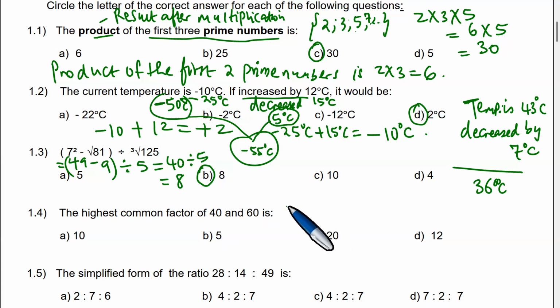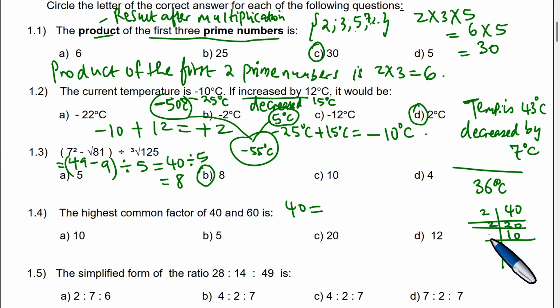So you need to take 40 and break it down into the prime factors. What are the prime factors of 40? 40 divided by 2 is what? It's 20. 20 divided by 2 is 10. Divided by 2 is 5. Divided by 5 is 1. So 40 is the same as 2 times 2 times 2 times 5. 2 times 2 is 4, times 2 is 8. It's like 8 by 5 is 40.